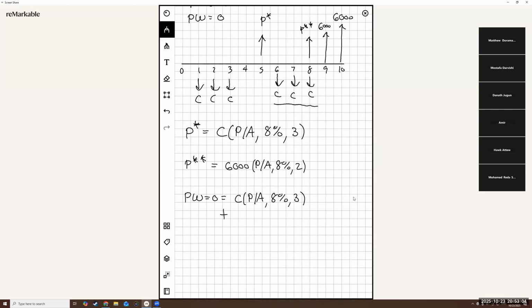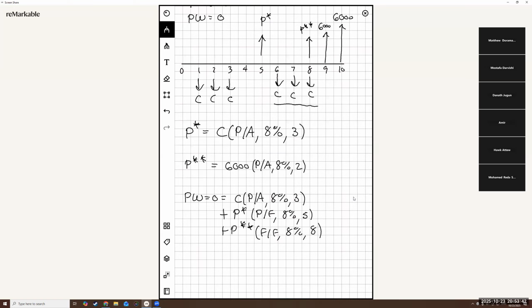Plus, let's do our P star. P star, as you can see, it's 5 years into the future. So we need to adjust it with a P slash F, 8%, 5. This will move the value from 5 years into the future to present day. And then we have to take our P star star and move it back because it is 8 years into the future. Is this clear for everyone so far?